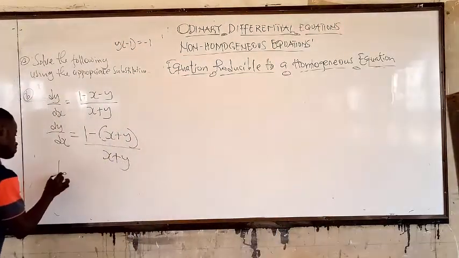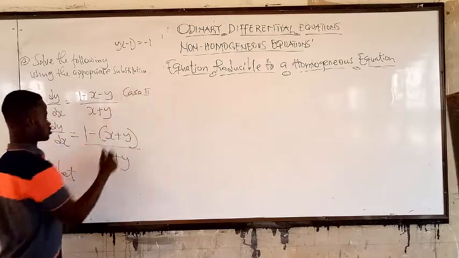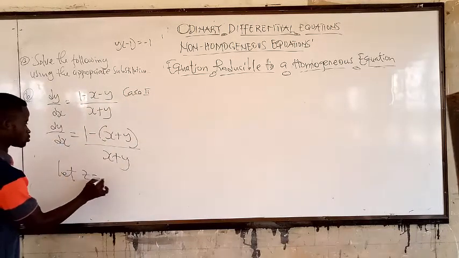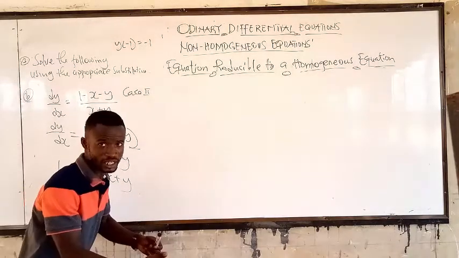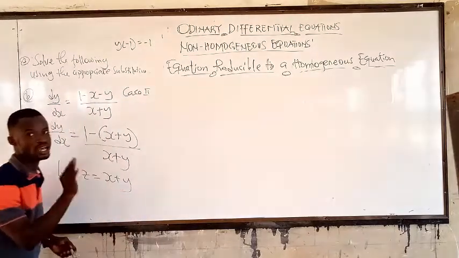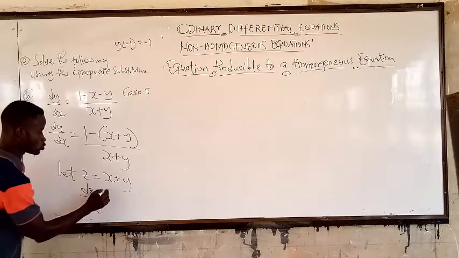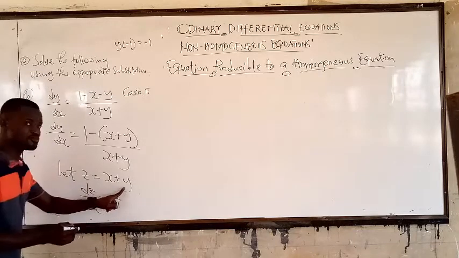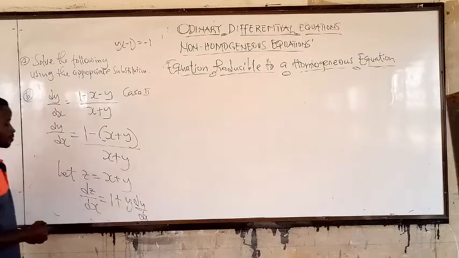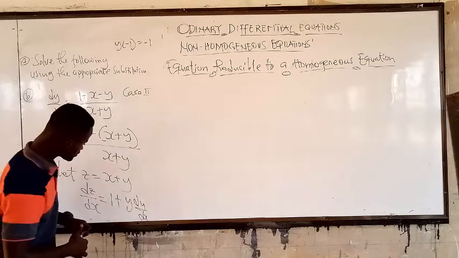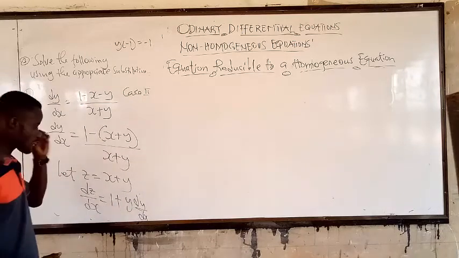Then we let case 2, don't forget, case 2. So we let z be equal to x plus y. Then right after setting z, differentiate with respect to what? x. So dz dx is equal to 1 plus, implicit, dy dx. Right, so that's that. Then we make dy dx the subject.